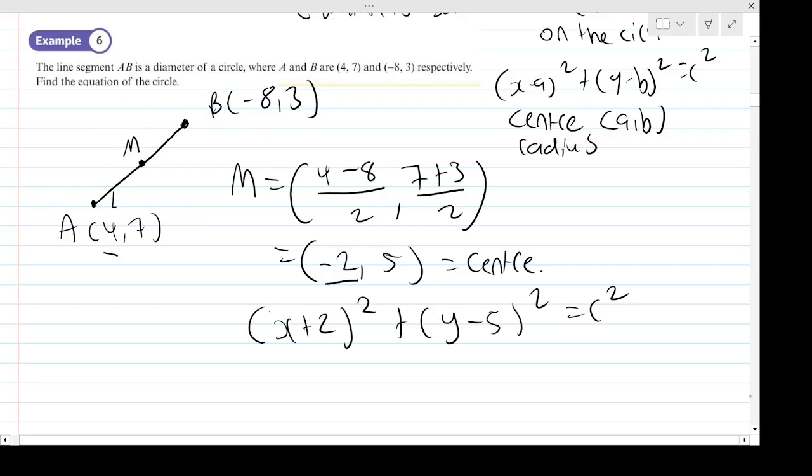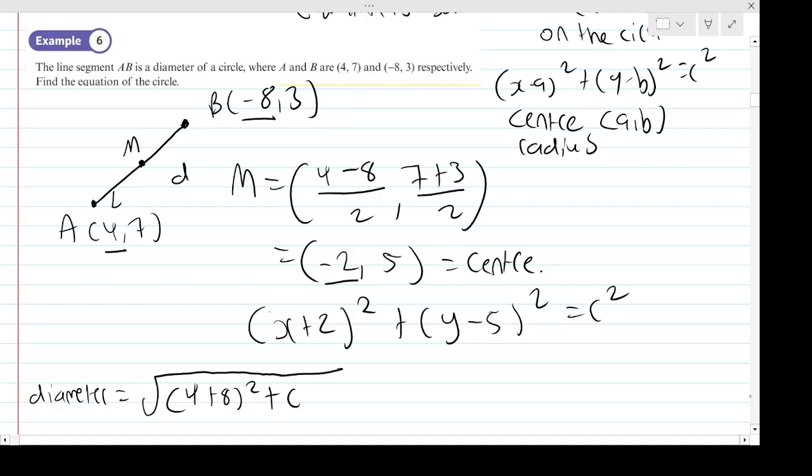Because the diameter is the whole distance between A and B. We know how to work out the distance between 2 points. We went over that at the start actually. The diameter is going to be the distance between A and B, the 2 points. So it's going to be first the change in x all squared. So 4 minus 8, so it's plus 8 all squared.